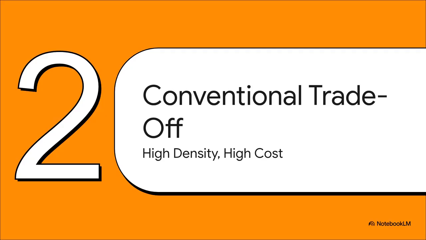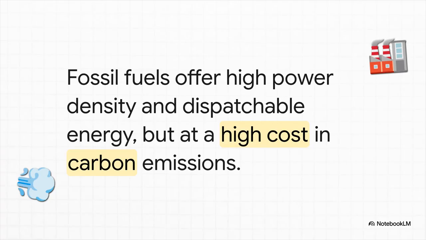Okay, so we have our tools. Let's apply them. We'll start with the old guard, the fossil fuel system that's been running the show for more than a century. The story here is one we all know. Fossil fuels, well, they look great through our framework. They've got super high power density and they're dispatchable, which is just a fancy way of saying they have a really high capacity factor. But all that reliable performance comes at a massive, unsustainable cost: carbon emissions. It's the classic trade-off we've been stuck in for decades.